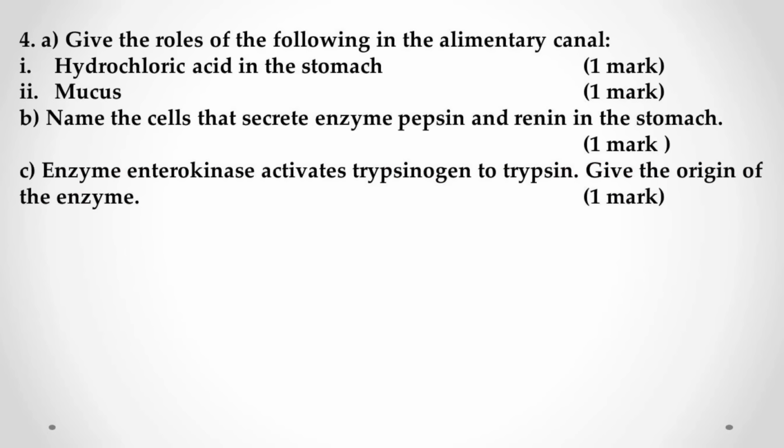Question 4. Give the roles of the following in the alimentary canal: one, hydrochloric acid in the stomach, and the other, mucus. Question 4b, name the cells that secrete the enzymes pepsin and renin in the stomach. And question C, the enzyme enterokinase activates trypsinogen to trypsin. Give the origin of the enzyme.